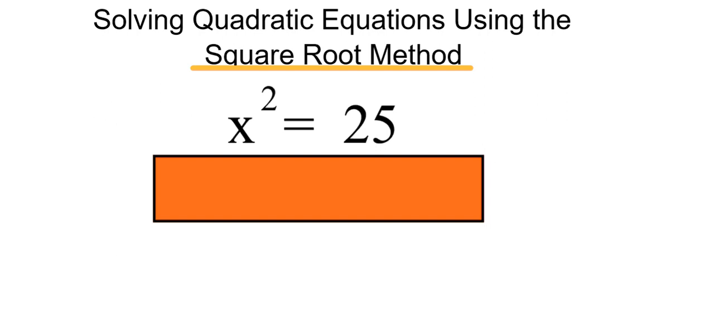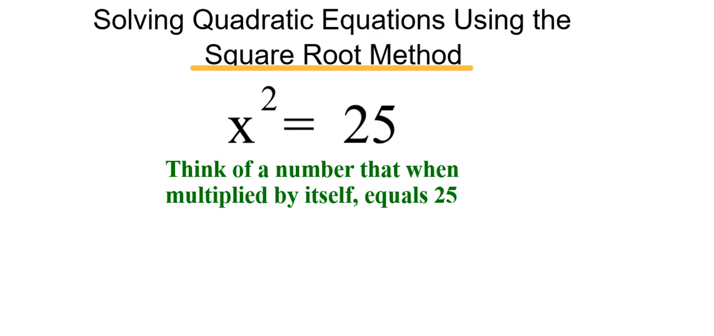So here we go, x squared equals 25. What's behind this box? Let's see. Think of a number that when multiplied by itself equals 25. Of course, 5, everyone knows 5 times 5 is 25. But we also know negative 5 times negative 5 is also equal to 25. Hence, that's why when we take the square root of both sides of the equation, we have to remember to put that plus or minus there. Otherwise, we lose an answer, right?